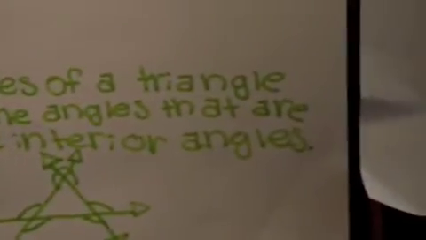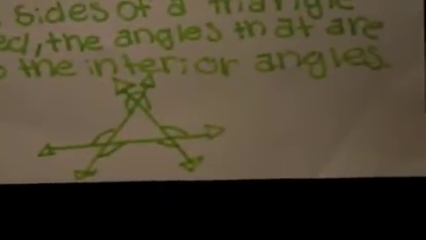Next is exterior angles of a triangle, which is when the sides of a triangle are extended, the angles that are adjacent to the interior angles. The angles on the outside are exterior angles of the triangle, as you can see.